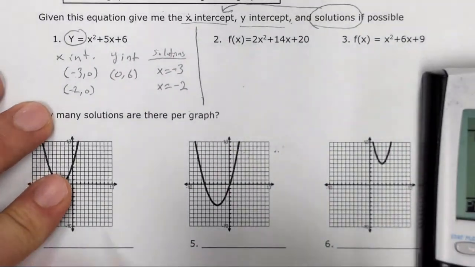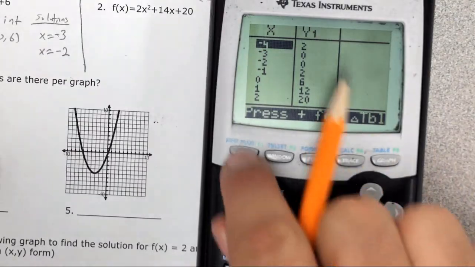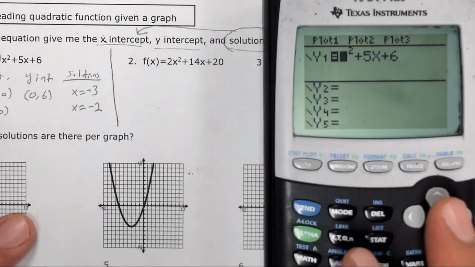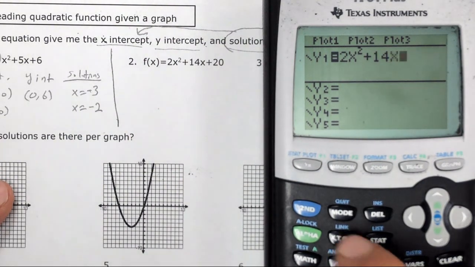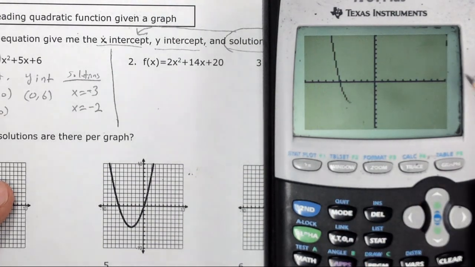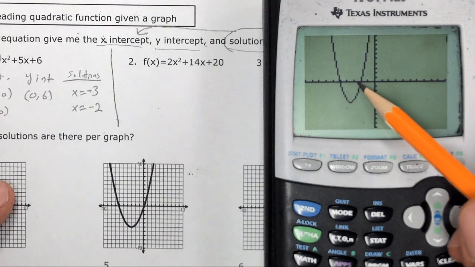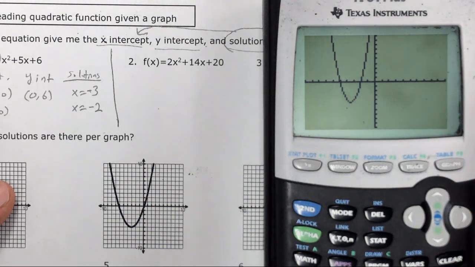As you notice, that worked when there was no number in the front. But what if there's a number in the front? Well, if there's a number in the front, we still do exactly the same thing. 2x squared plus 14x plus 20. Again, always go to the graph first. There's two x-intercepts, one y-intercept, and I can't even see the y-intercept. And the solutions are the x-intercepts.